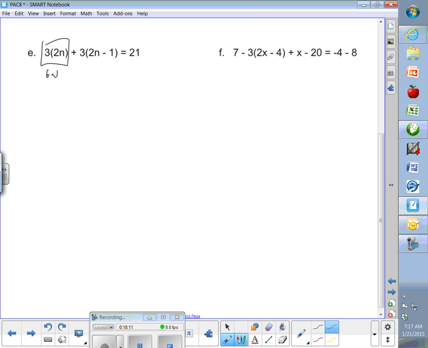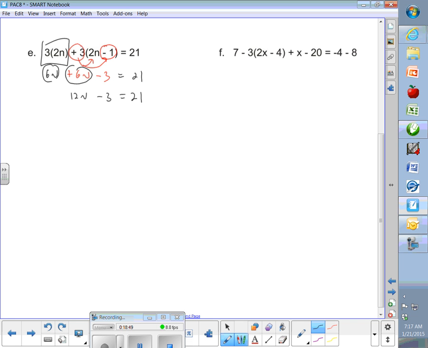Now on the second one, here's distributing. Positive 3 times 2n, positive 6n. Positive 3 times a -1, negative 3 equals 21. Okay, let's add up like terms. 6n and 6 more n is 12n. Still have the -3 equals 21. See, we're working below. We're keeping the equal sign with the left side and the right side. Things from above tell you what the next line is.